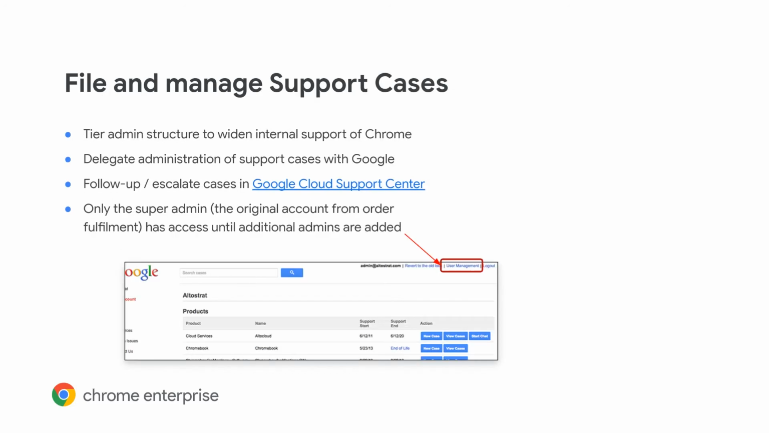When it comes to filing and managing support cases, Chrome Enterprise uses a tier admin structure in order to widen internal support of Chrome. So the super admin, the first person to set up the admin console, will have the access to be able to create support cases and delegate them from the beginning. And then the super admin also has the option to add additional admins as time goes on, if other users of the organization also need this privilege.